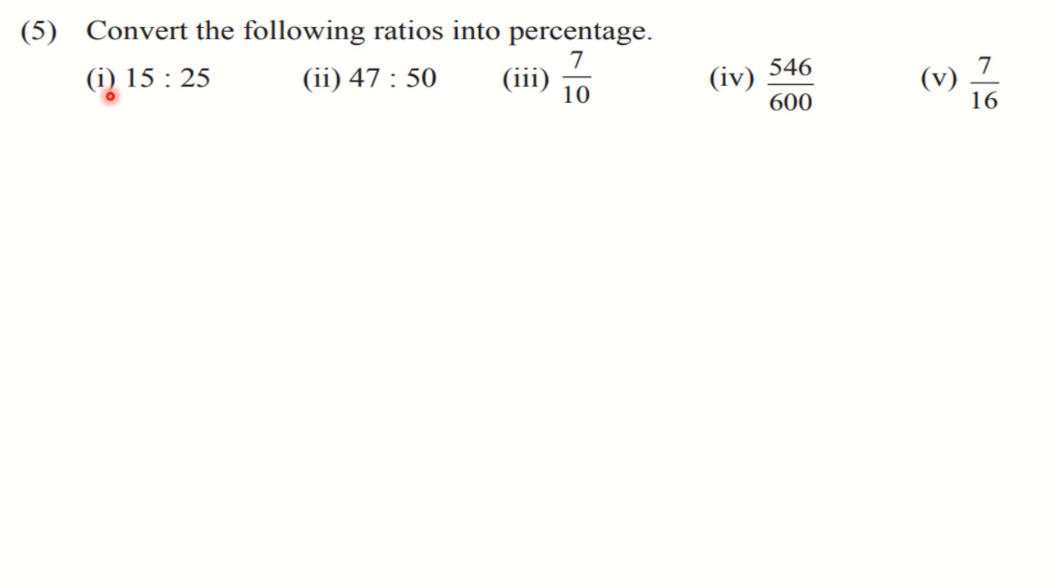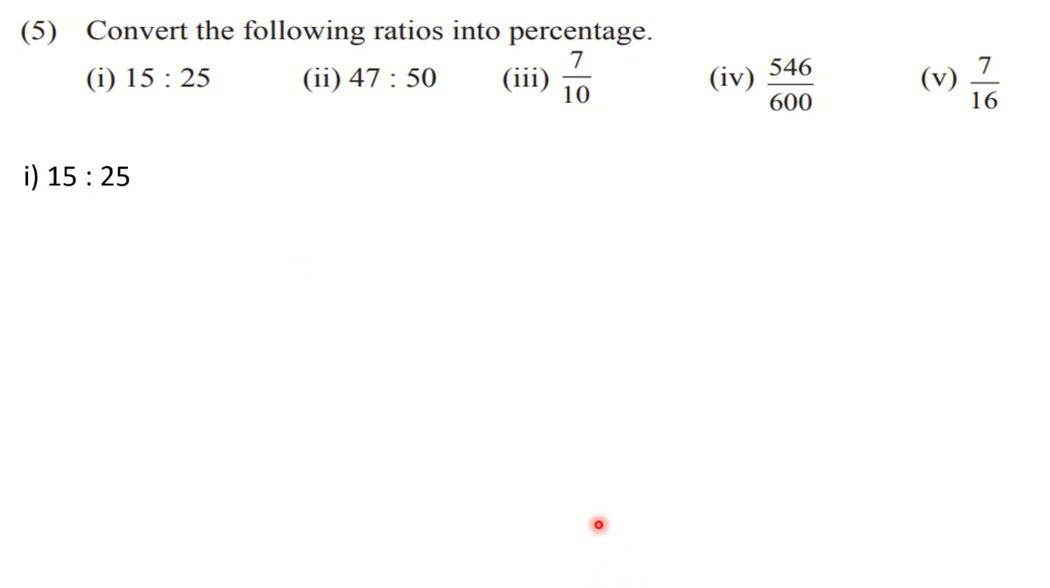Okay, so 15 is to 25. To find the percentage means what? The second term should be 100. We need to convert the second term to 100. So you have to think of multiplication or division so that you can convert the second term to 100. Or one more method is there, that simply multiply by 100 and then you will get the percentage. Okay, I am showing you both the methods. So take method of your choice. Okay, so let us start.